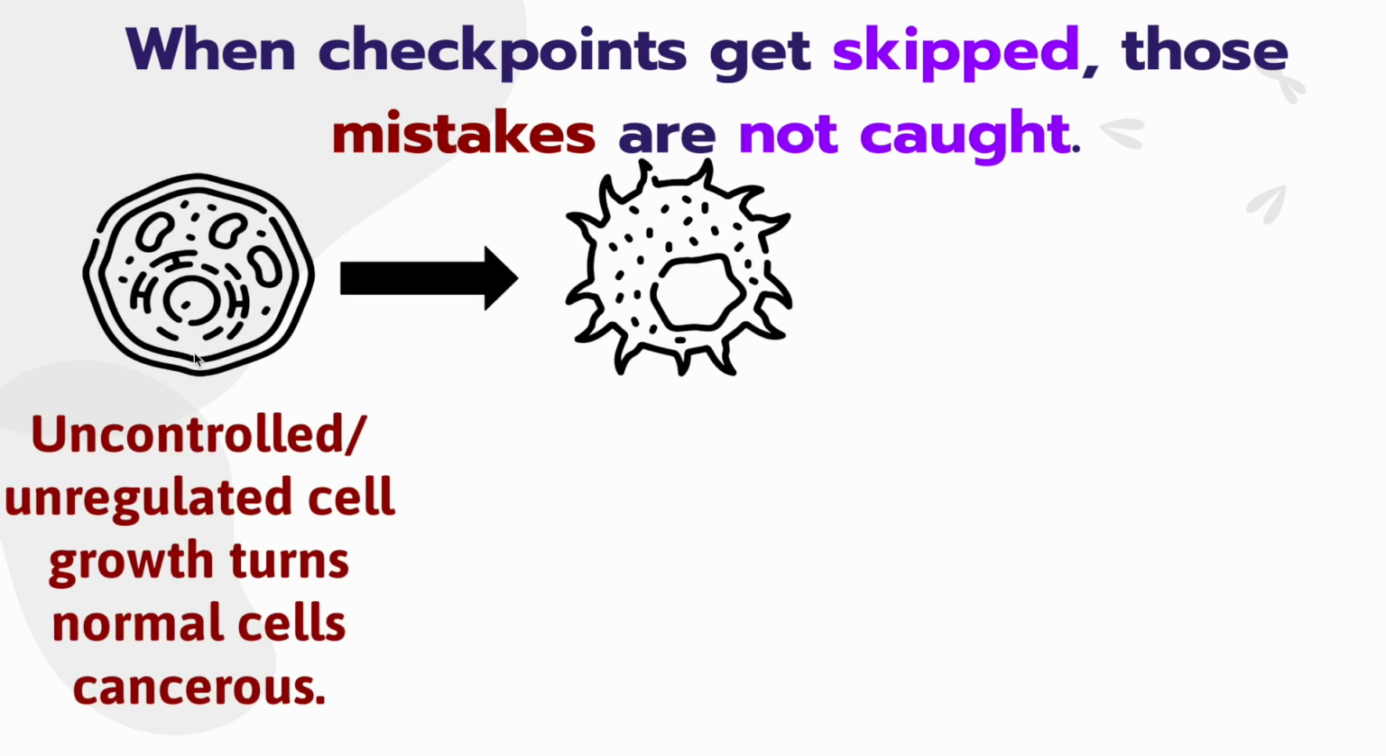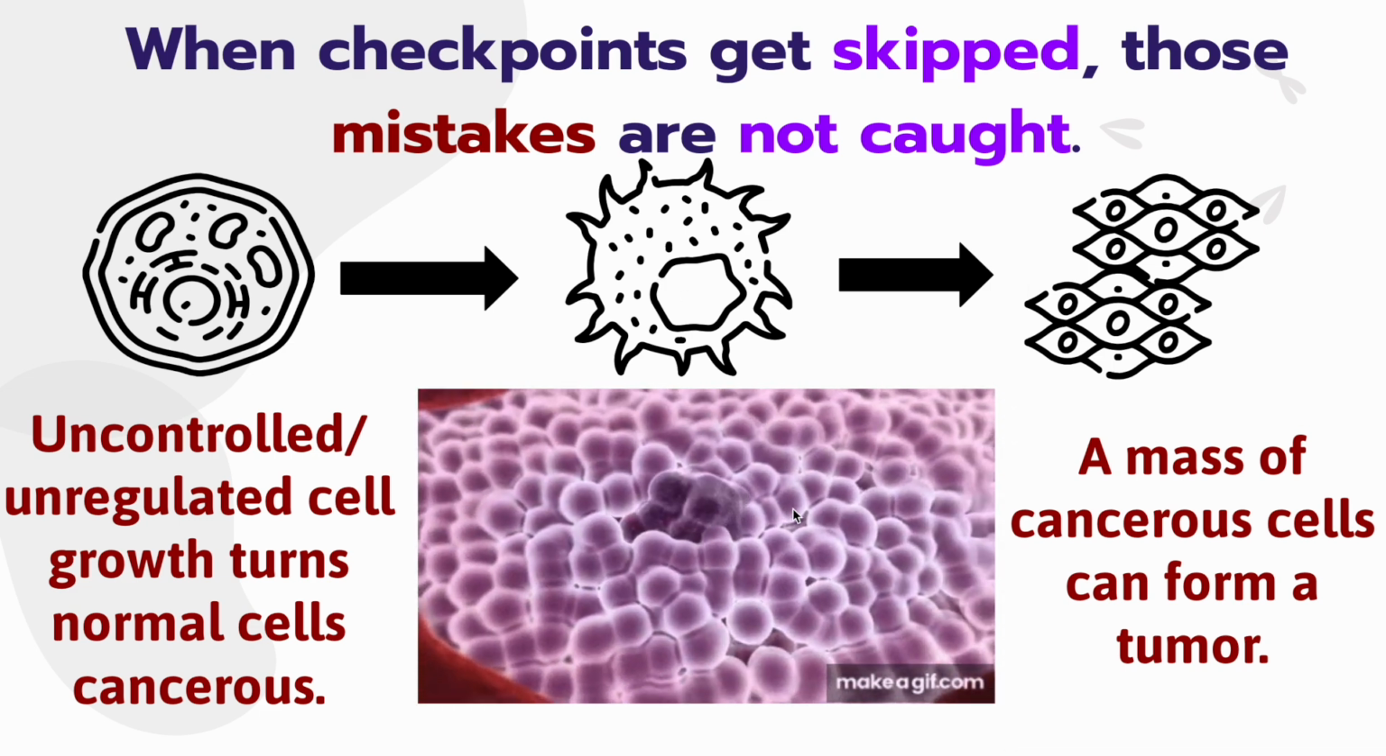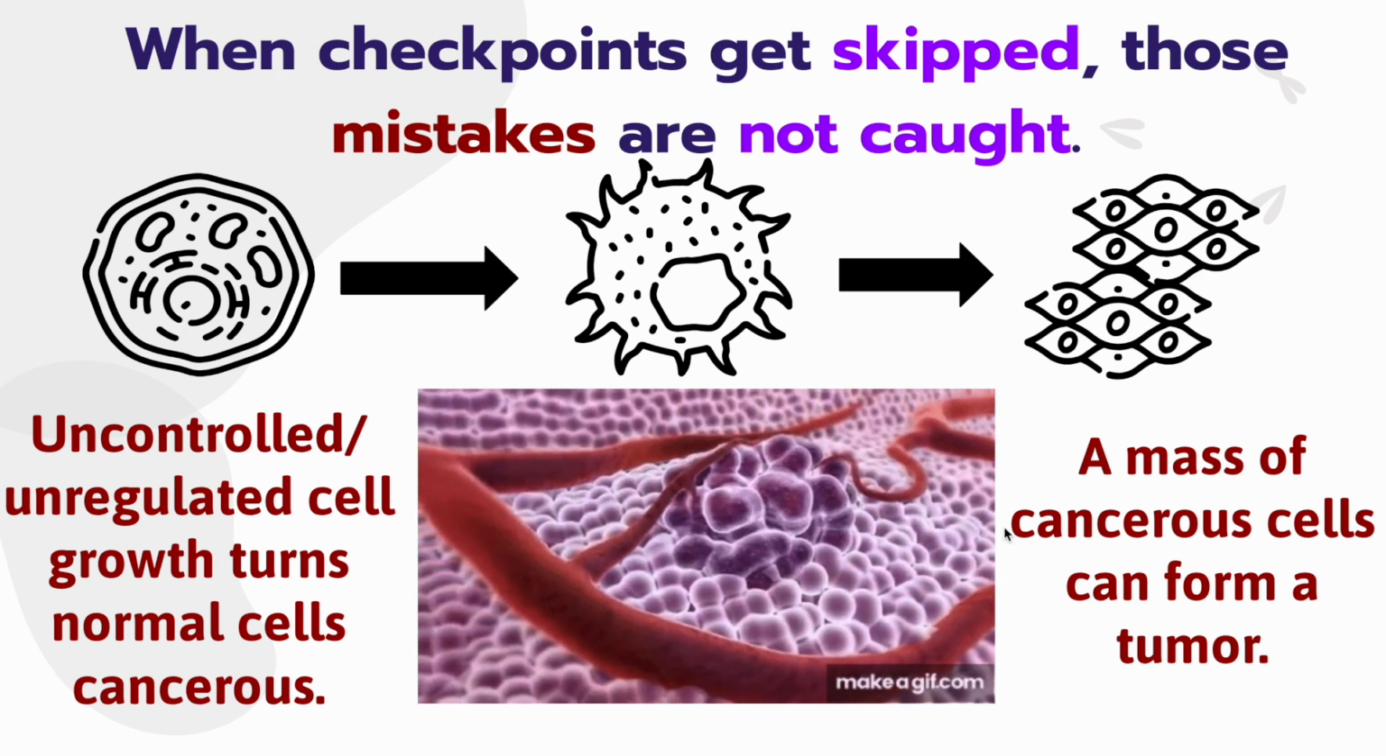So whenever we've got this uncontrolled or unregulated cell growth, these normal cells can become cancerous. And when you have a whole bunch of these cancer cells that start just reproducing really, really quickly, it forms this mass of cells that we call a tumor.